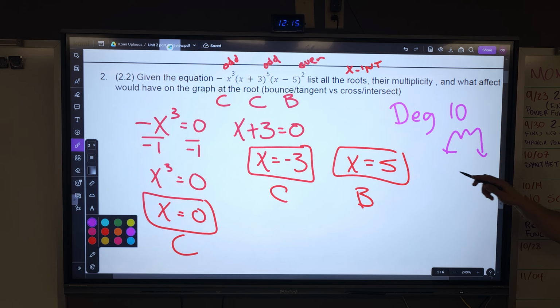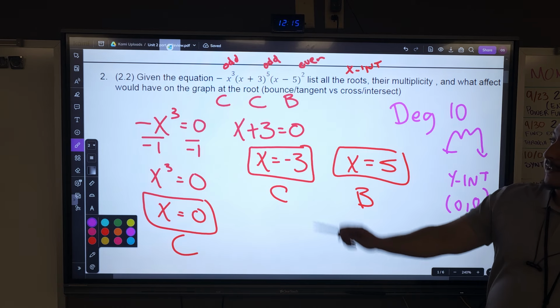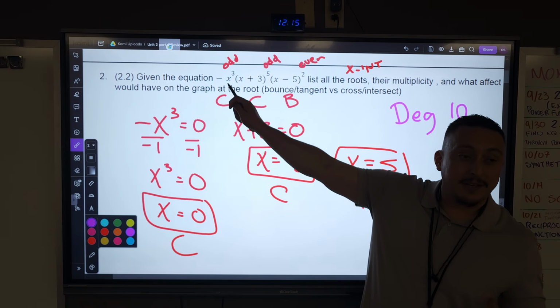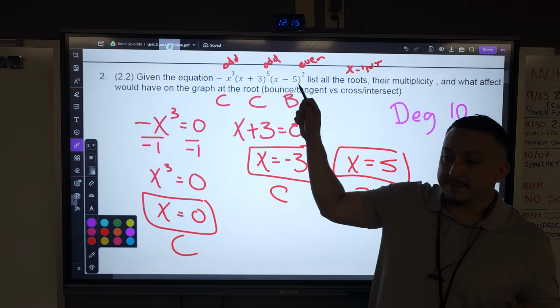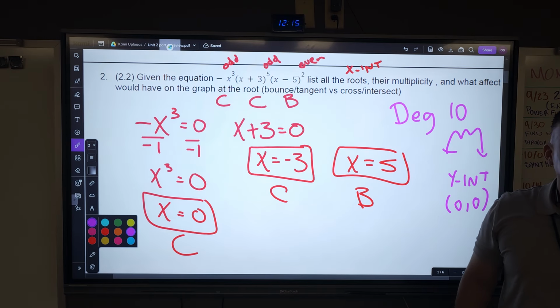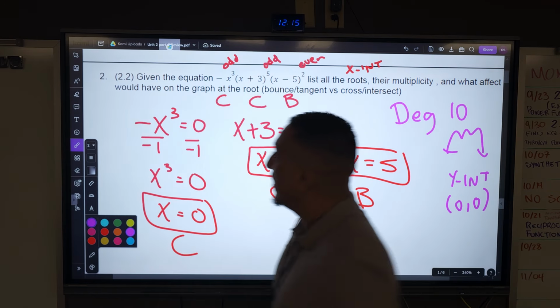No, sir. What'll be the y-intercept? 0, 0. Okay, because you're like, how did they get that so fast? If you plug a 0 in here, when you multiply any number times 0, it's 0. Okay, so that's how you're able to extract that.